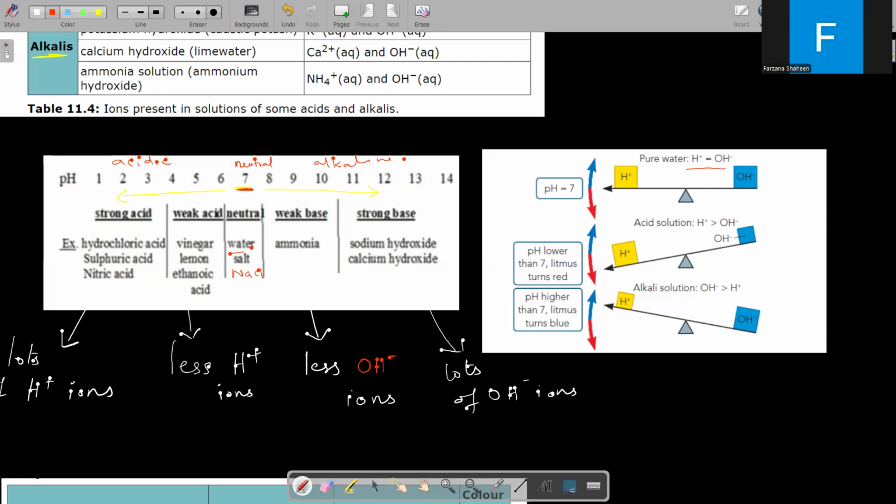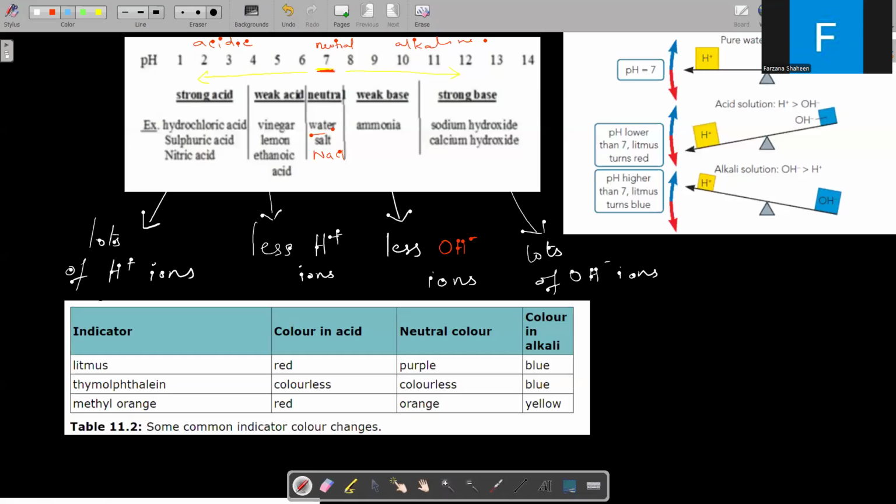There are a few tips by which you can remember these things. The easiest way to detect whether a solution is acidic or not is to use an indicator. Now, what's an indicator? Indicators are substances that change color.